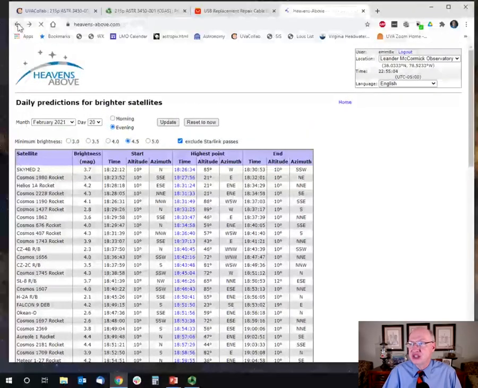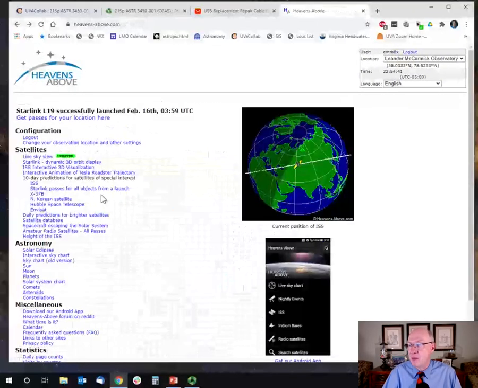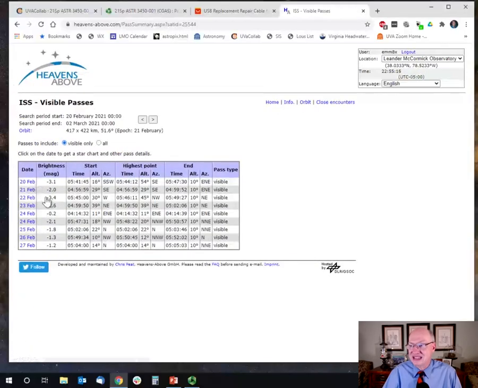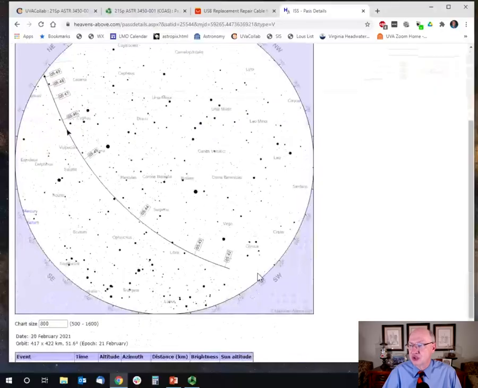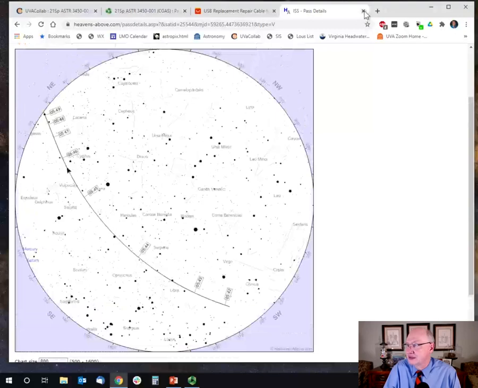So I recommend if you get the chance to go out to heavensabove.com and play with this to predict when the International Space Station will be overhead, when you might be able to see it. And by the way, I should have pointed out for a pass, if you click on the date right there, it'll actually show you a star map and it'll show you the path of the International Space Station across the sky. So that's another thing that you can get out of this.